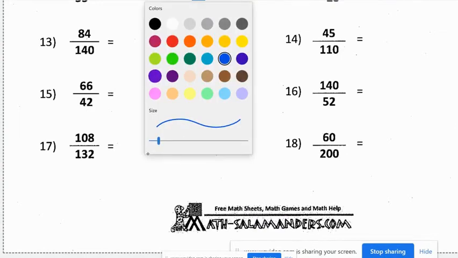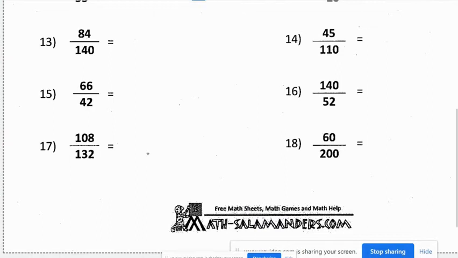Let's change up the color because we can. I like purple. 84 divided by 140. I'm going to divide the top and the bottom both by 2. We'll just keep going. 140 divided by 2 is 70, and 84 divided by 2 is 42. Oh, I see some multiples of 7. So I'm going to divide both of the numbers by 7. 42 divided by 7 is 6. 70 divided by 7 is 10.